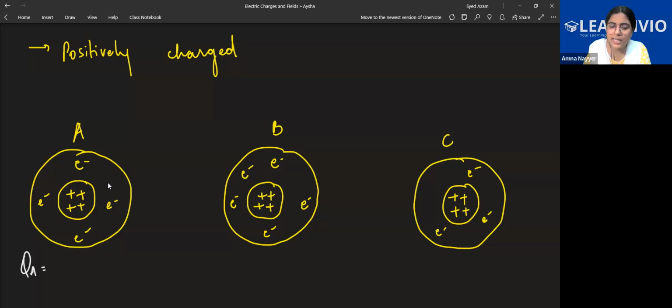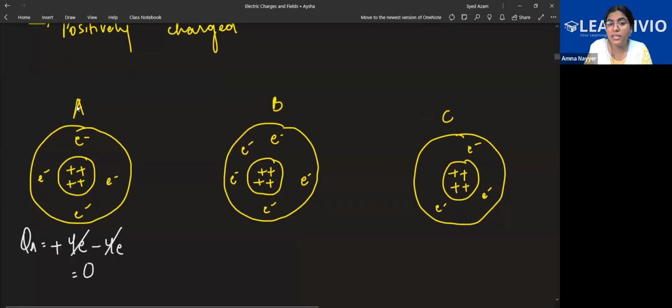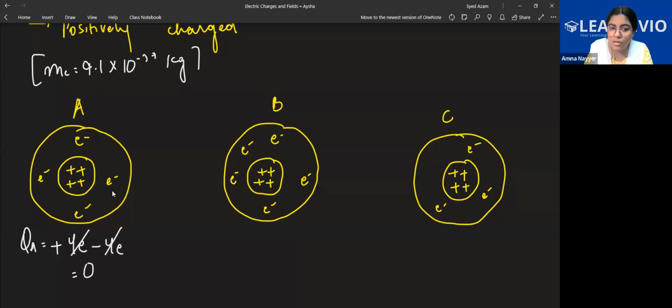So when I'm calculating the net charge here, look here, 4 protons are present. This will be plus 4e. 4 electrons are present, so this will be minus 4e. So this will get cancelled. Net charge is 0. Right? One more thing: these electrons are not massless quantities. They have mass. Mass of electron is 9.1 into 10 to the power minus 31 kg. This much mass is present in a single electron. So if I have 4 electrons, 4 m is the mass.